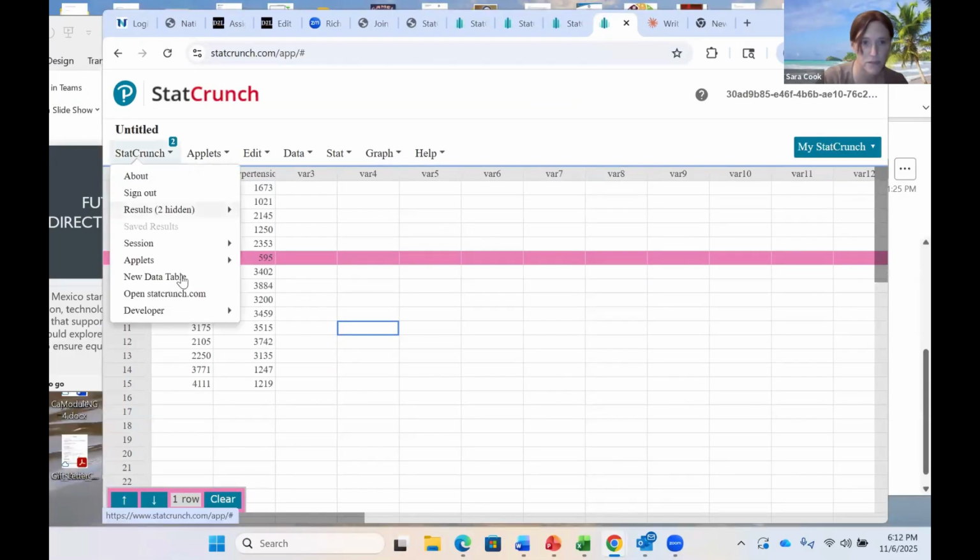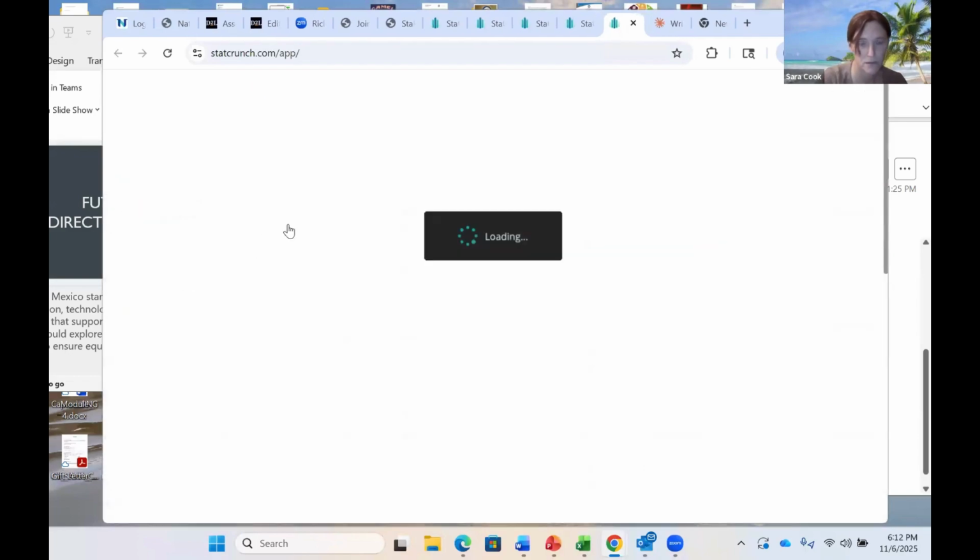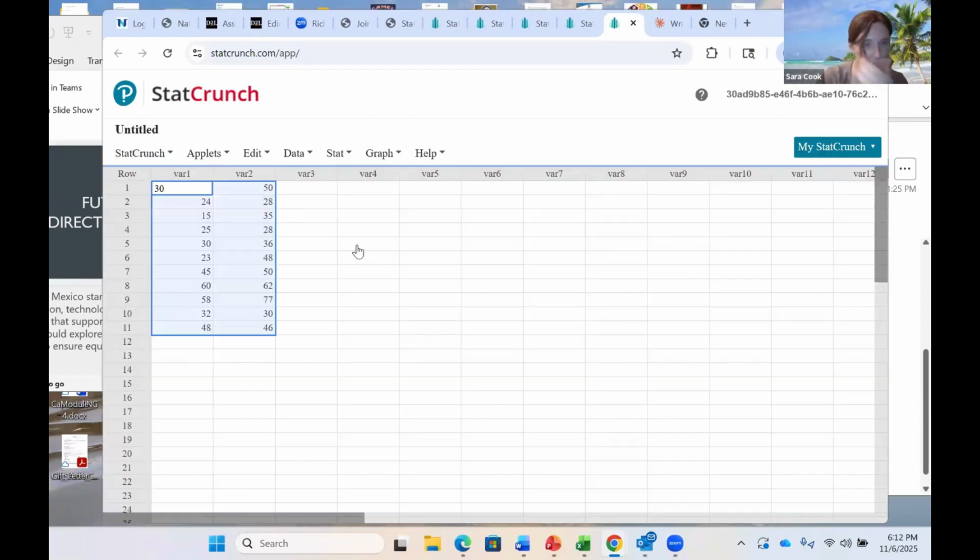Okay, so I'm going to go to StatCrunch, new data table, Control V. I did that because I know it's not going to like the percentage signs. So I'm going to say baseline, follow-up, range of motion.